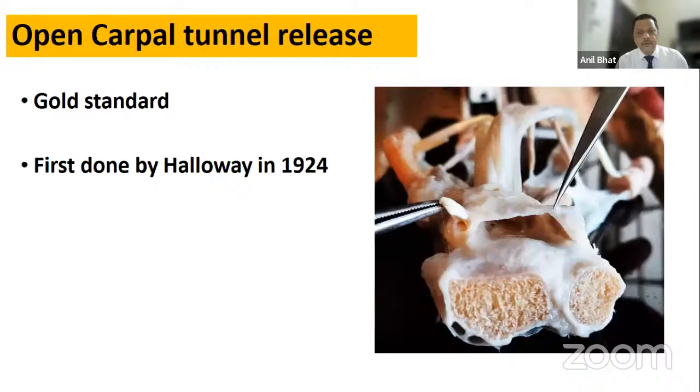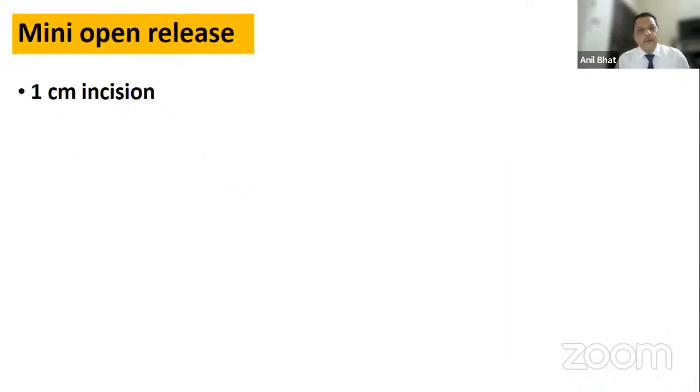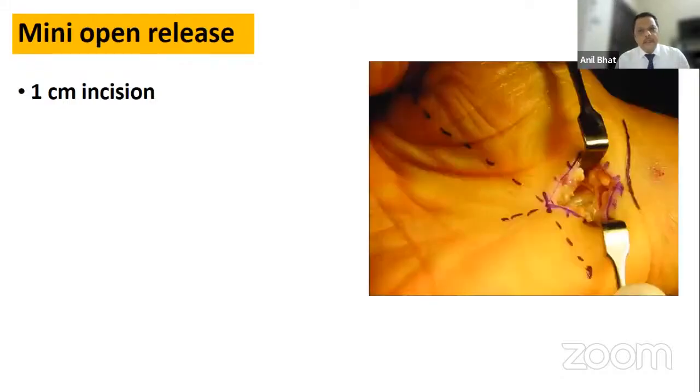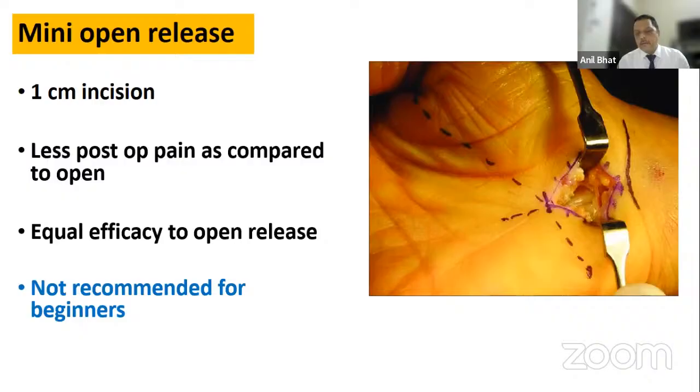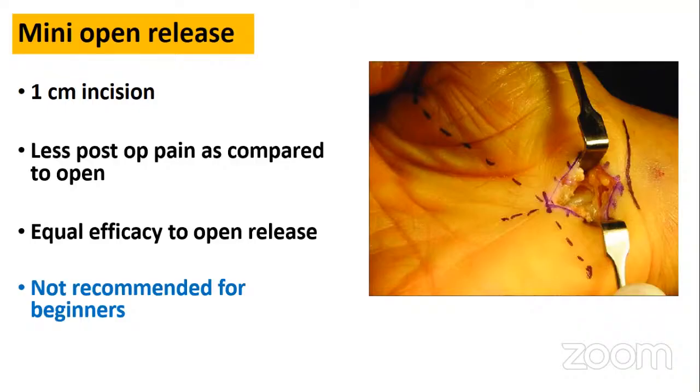The gold standard, of course, is open carpal tunnel release, done either under local or a brachial block. A mini open is done with a 1 centimeter incision like this, with less post-op pain compared to open, but they say equal efficacy. It is definitely not recommended for beginners unless you know the anatomy really well and have done enough open releases. Otherwise, there can sometimes be a lot of damage to the nerve itself.